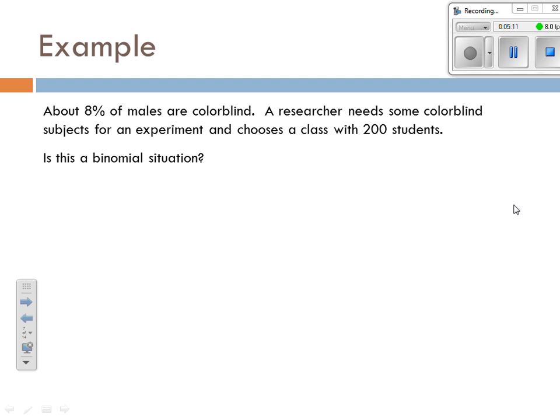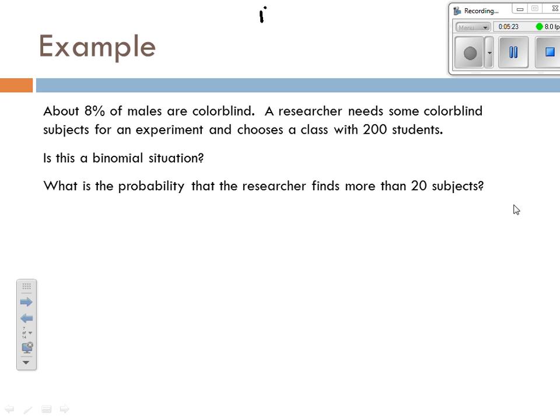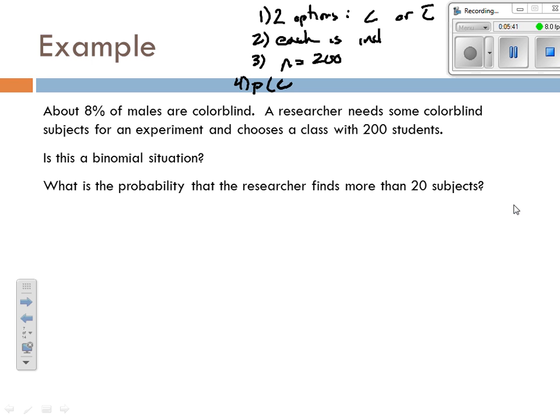So 8% of males are colorblind. A researcher needs some colorblind subjects for an experiment, and so chooses a class with 200 students. So is it a binomial situation? That's the first thing. Very quickly, there are two options: either a student is colorblind or they're not colorblind. Each student is independent, right? One person being colorblind is not going to affect the next. We have a set number of trials, 200, and the probability that someone is colorblind is 0.08. So we do have a binomial situation.